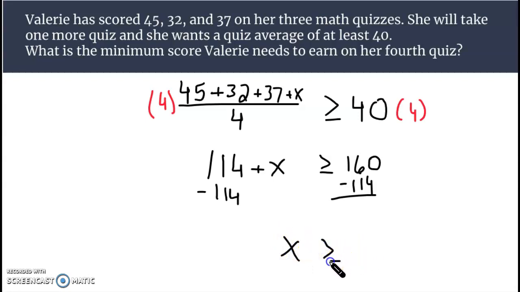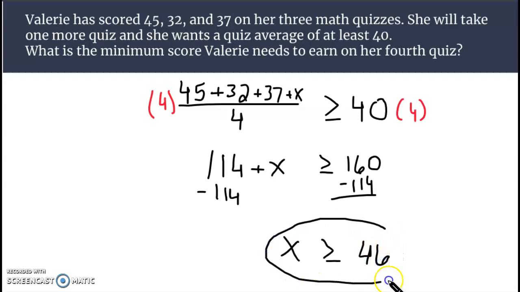So Valerie's score on her last quiz needs to be greater than or equal to 46, or another way of saying that is at least 46. As long as she gets a 46, she'll have her quiz average be 40, which is what she wanted.